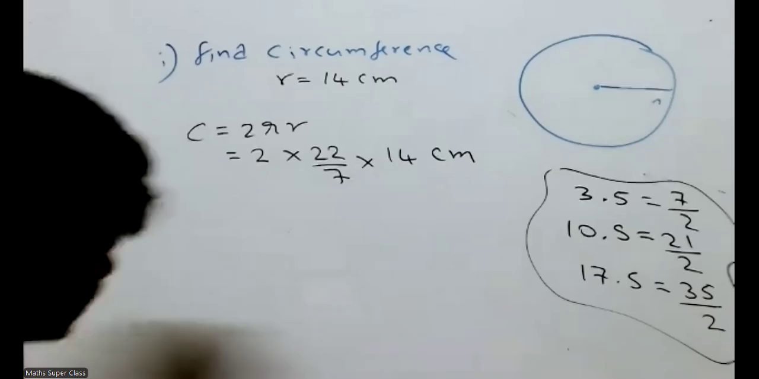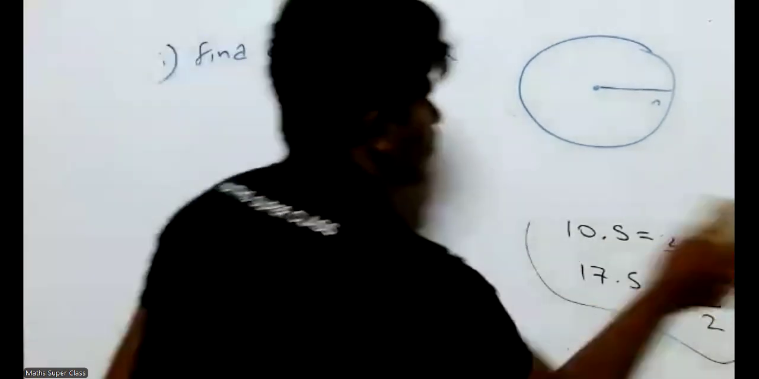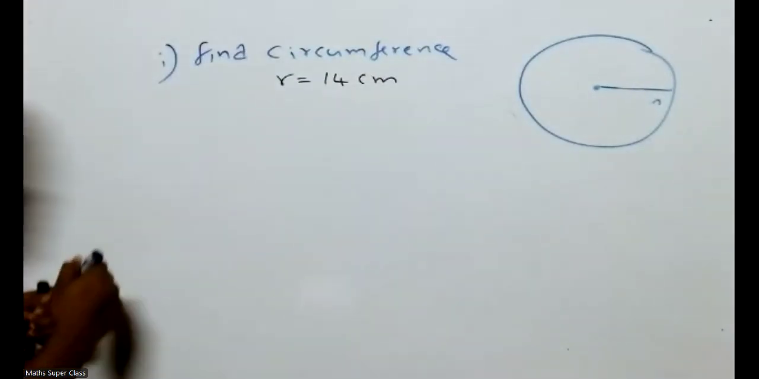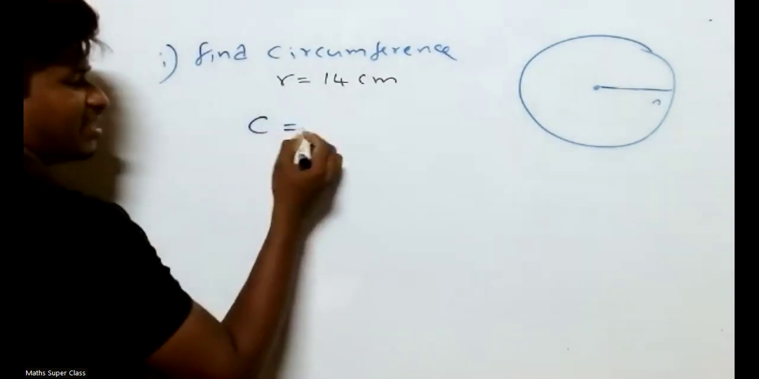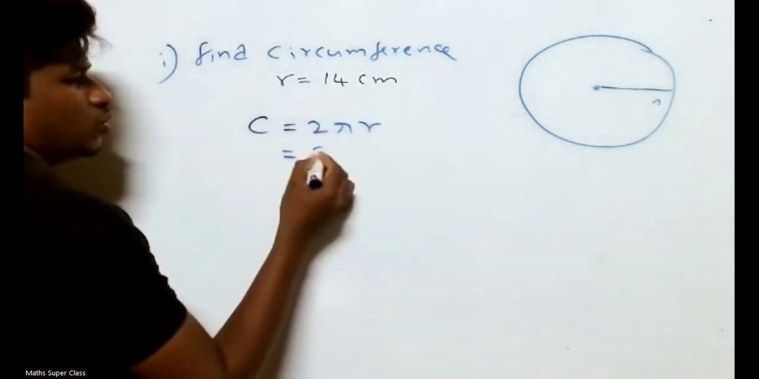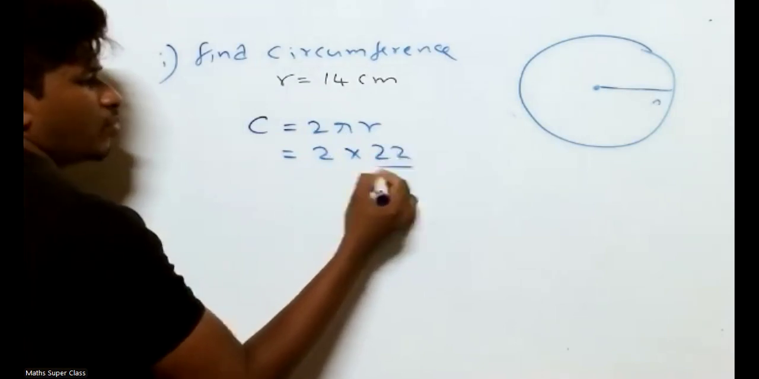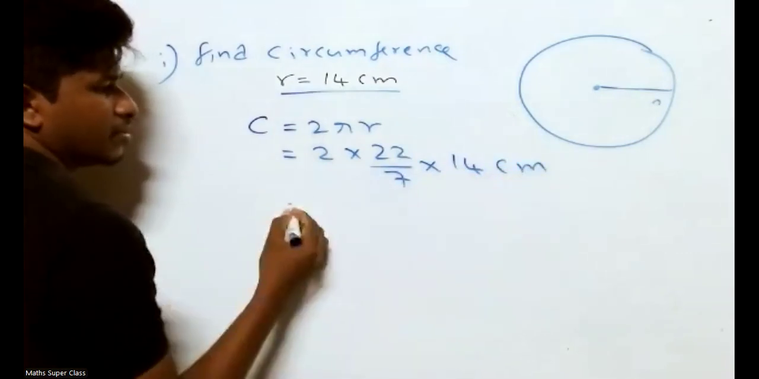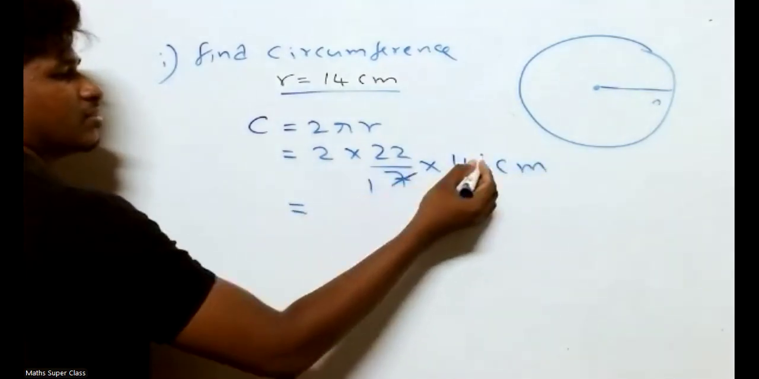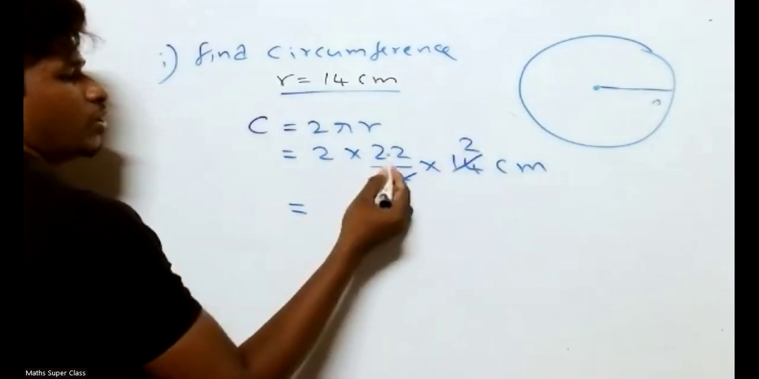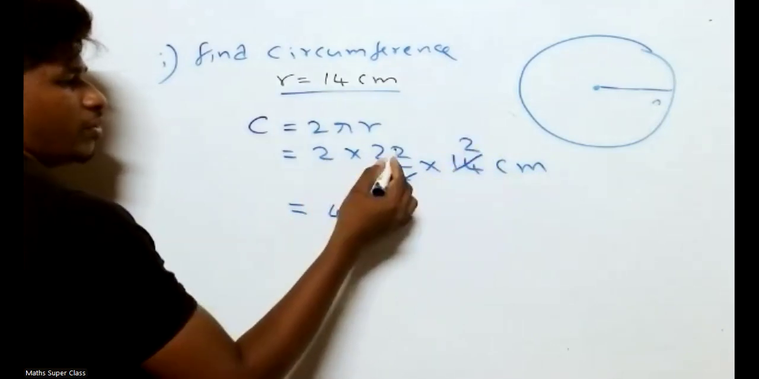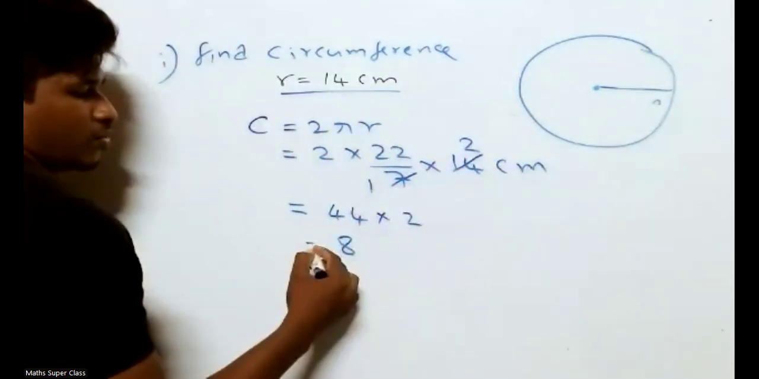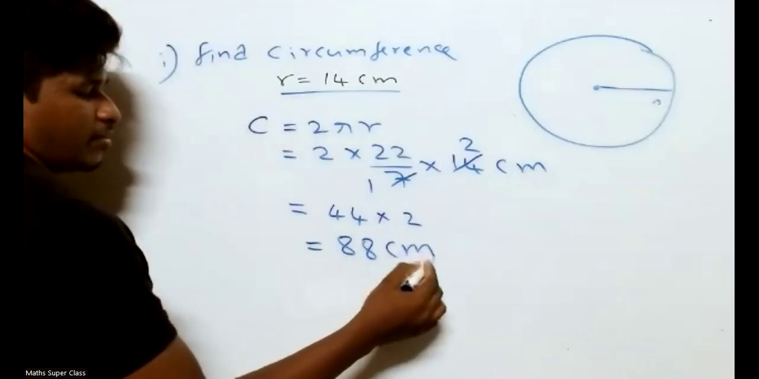So I'll explain this again. Find the circumference when r equals 14. C, circumference, equals 2 pi, and pi means 22 over 7, r is 14 centimeters. Then 7 times 1, 7 times 2. 2 into 22 is 44, into 2, 88 centimeters.